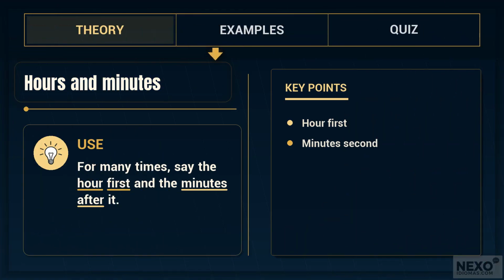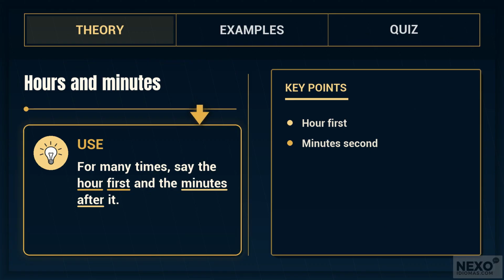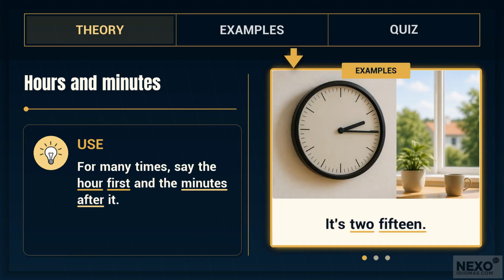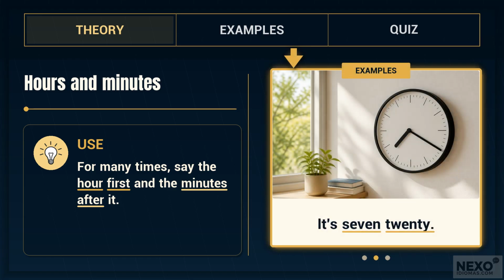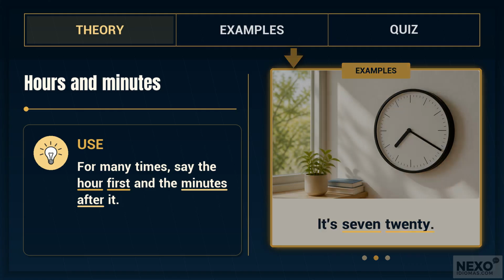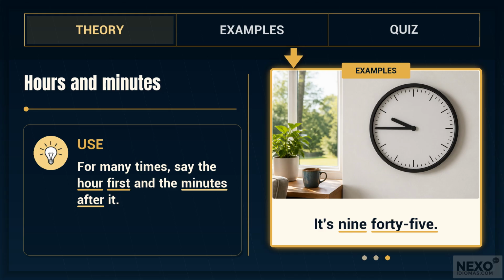Hours and minutes. For many times, say the hour first and the minutes after it. Example. It's 2:15. Example. It's 7:20. Example. It's 9:45.